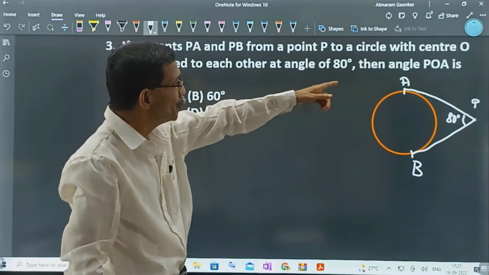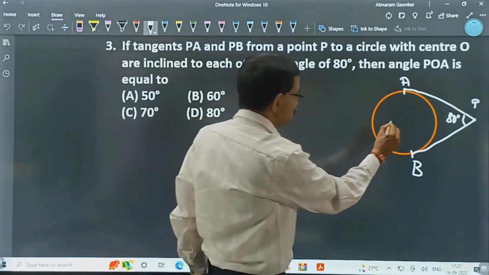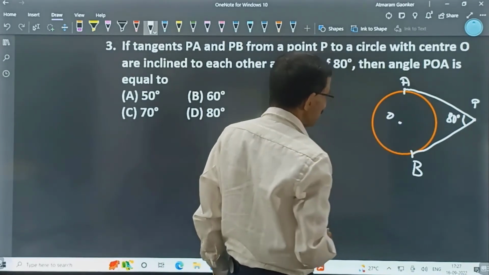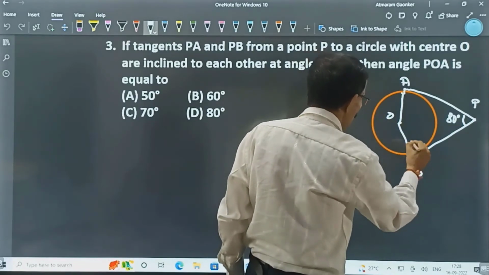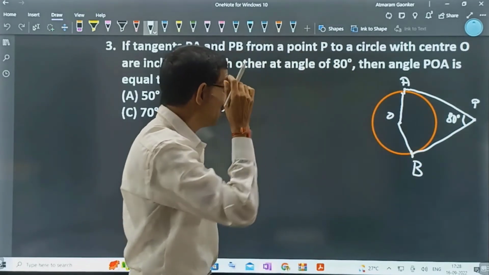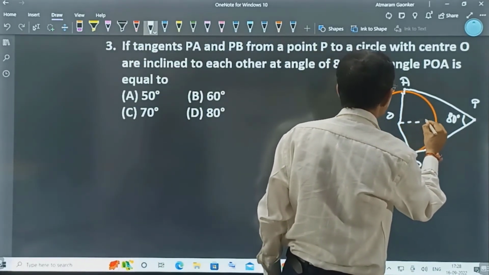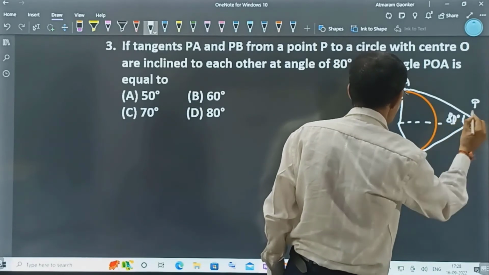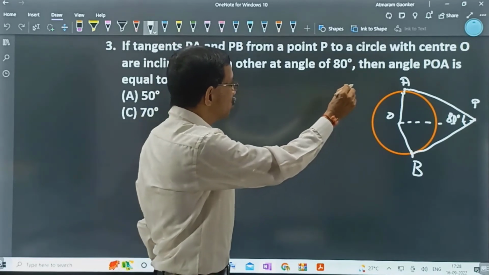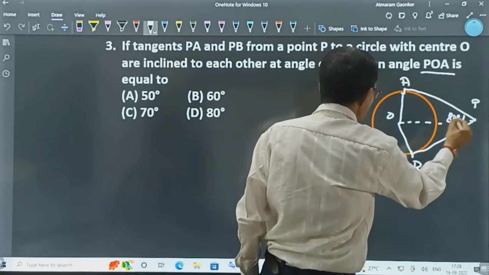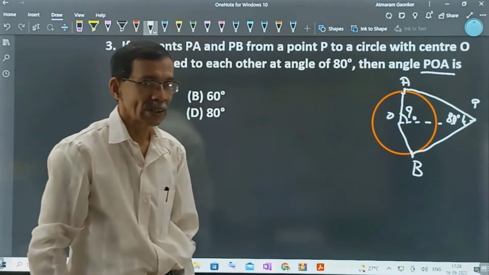Then the angle POA is equal to, where O is the center. So let me draw here O as the center and join these two, and you are asked to calculate the angle POA. So let me join this O and P. So we are asked to calculate angle POA. That is, this angle is required to be calculated.